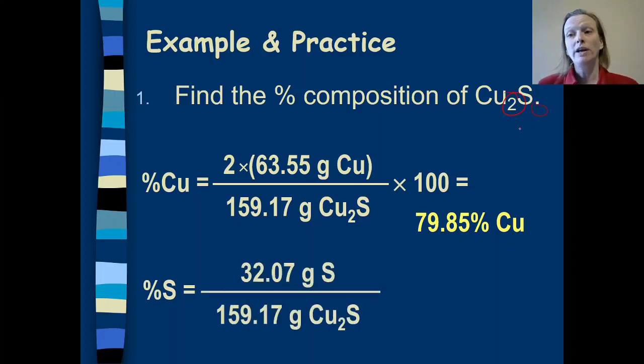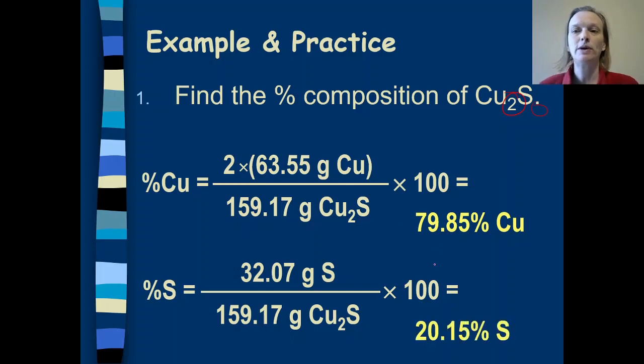Let's do the calculation for sulfur now. We only have 1 atom of sulfur because there's no subscript next to sulfur, so I don't have to multiply this times anything. I just use the value off the periodic table, 32.07. But I divide by the same total molar mass because copper(I) sulfide has a molar mass of 159.17. Multiplying by 100 gives us a value of 20.15% composition for sulfur. Notice that if you add these two values together, they should and do add up to 100%.